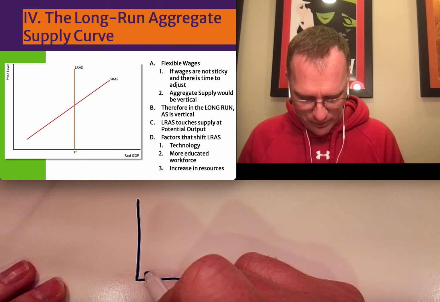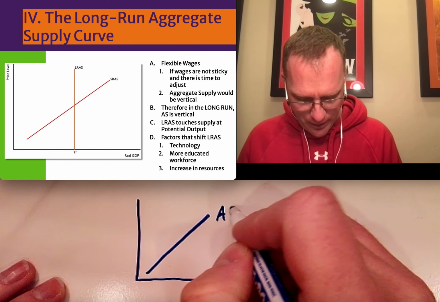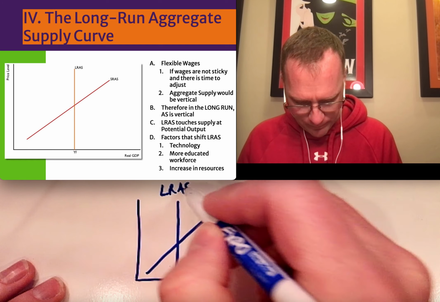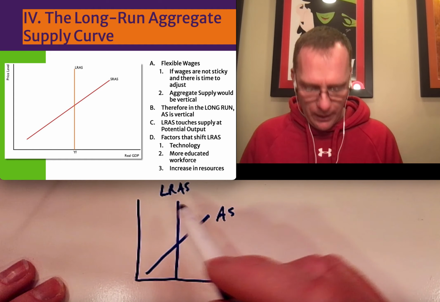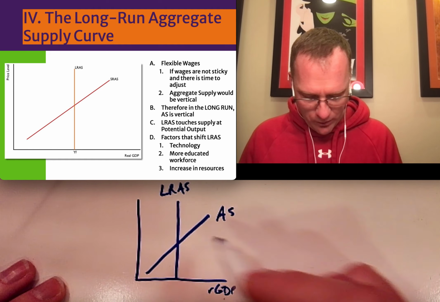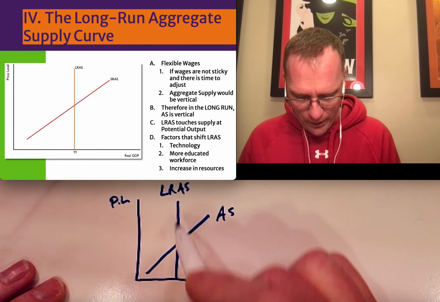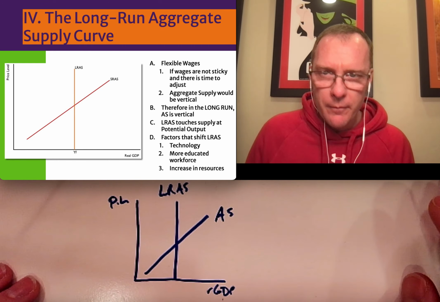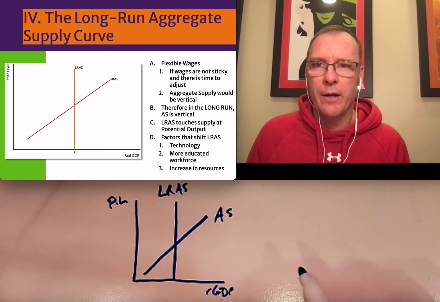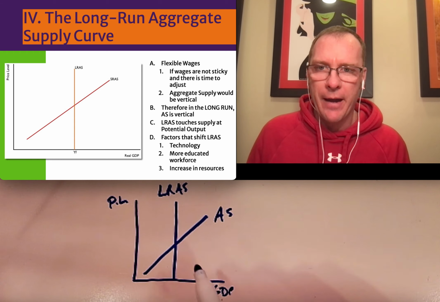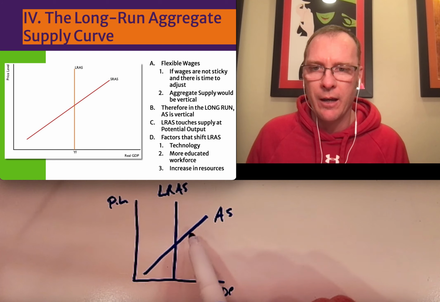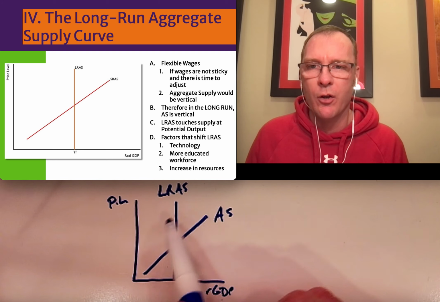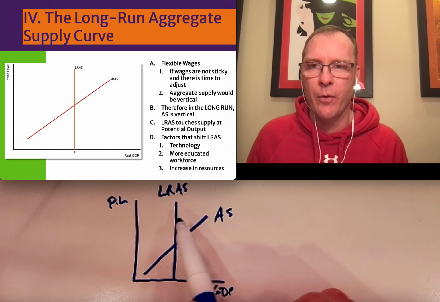So I have my aggregate supply here. I got my long run aggregate supply here. But if my wages could just go up, like I said before, whenever I want them to, or down whenever I want, this is what would happen. But instead, what's going to happen is some factors are going to kick over here to my short run. And then when my short run shifts, it's going to go back to my long run. And we're going to show that process.